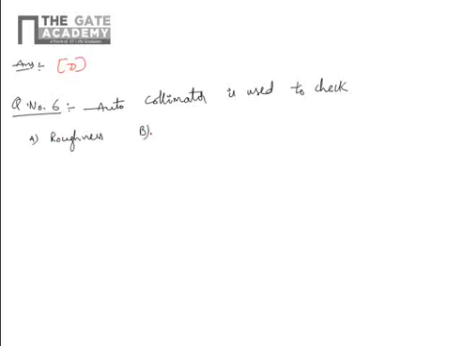Question number 6. Autocollimator is used to check A roughness, B flatness, C angle, D automobile balance. So autocollimator is used to check angle.